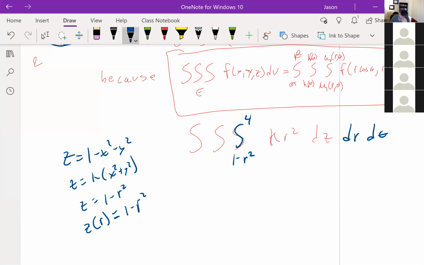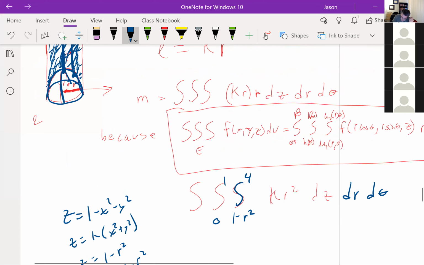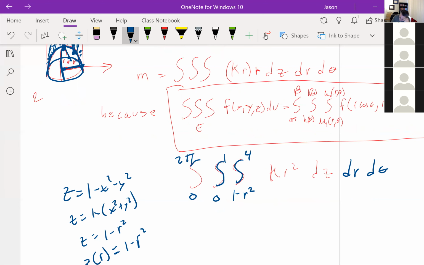Okay. So what about r? What does r go from? Well, r goes from 0 to 1, right? That's what r goes from, 0 to 1. And what about theta? What does theta go from? Theta goes from 0 to 2 pi, right? Okay, cool. Now, we're just going to integrate.